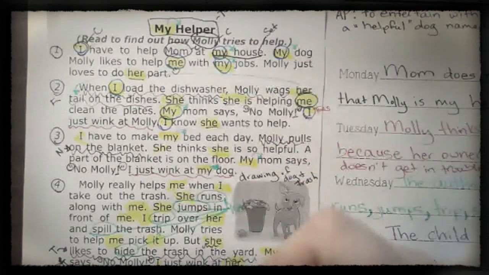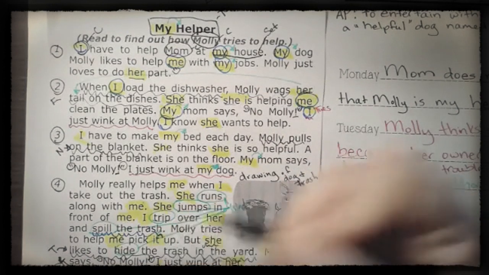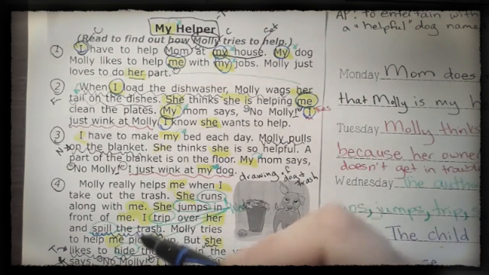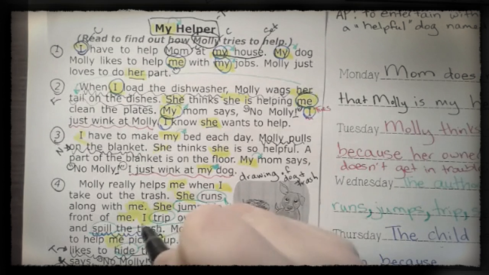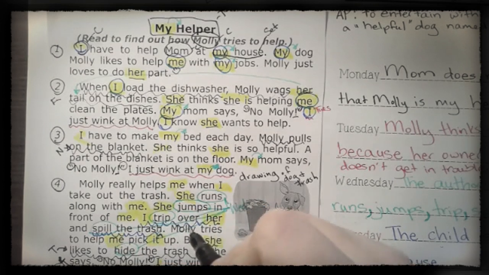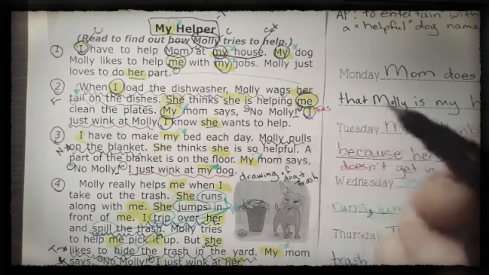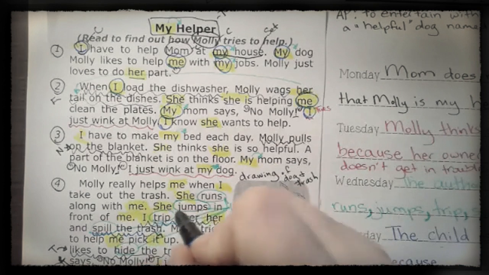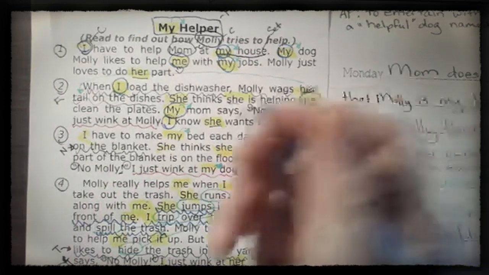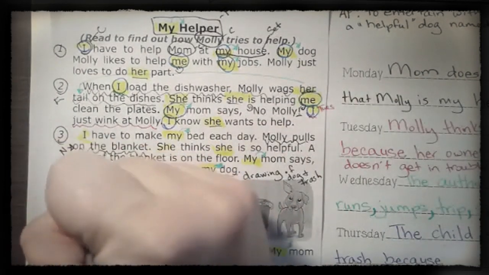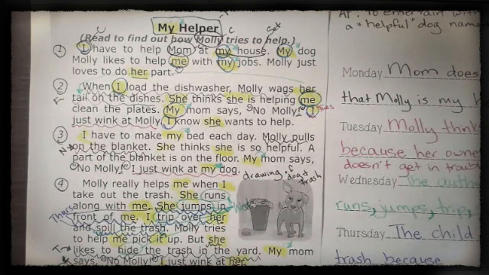Okay, I scanned until I found spilled the trash right here in paragraph 4. So I need to look probably right before that. Maybe after it, but probably right before that to see what happened. I tripped over her. This her was Molly. Well, Miss Ricks wants to know, why did I trip over her? So I'm going to go back a little bit farther. Oh, she jumps in front of me. So all of this is Thursday, which I can abbreviate THURS.